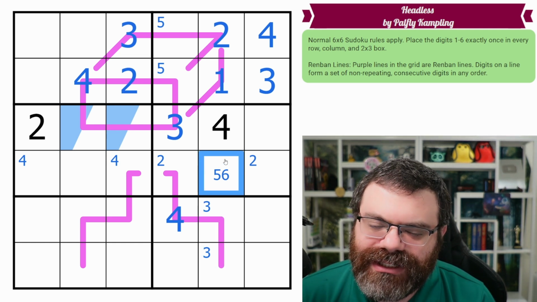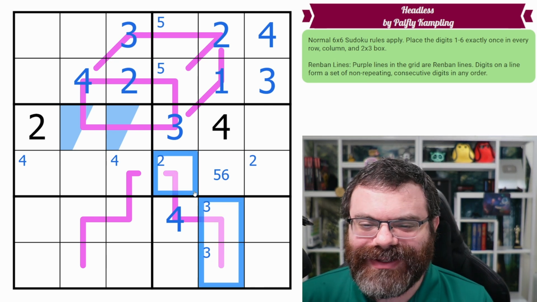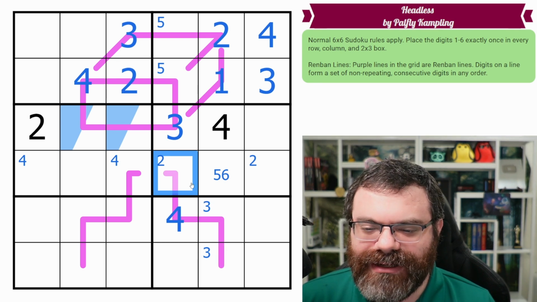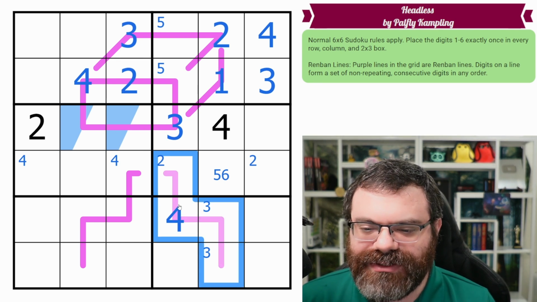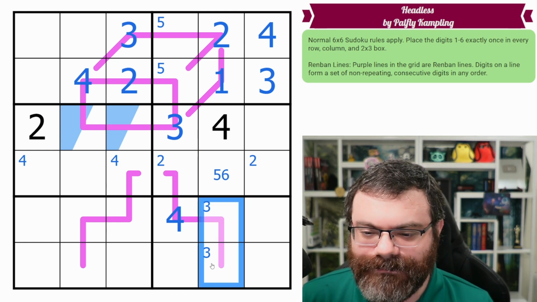We have something really interesting going on here. There's probably an easy way to see this, but this is interesting. So I was thinking about whether this can be not a 2, right? Can we omit the 2 from this Renban? And the answer is maybe, right? Only if it's 3, 4, 5, 6.